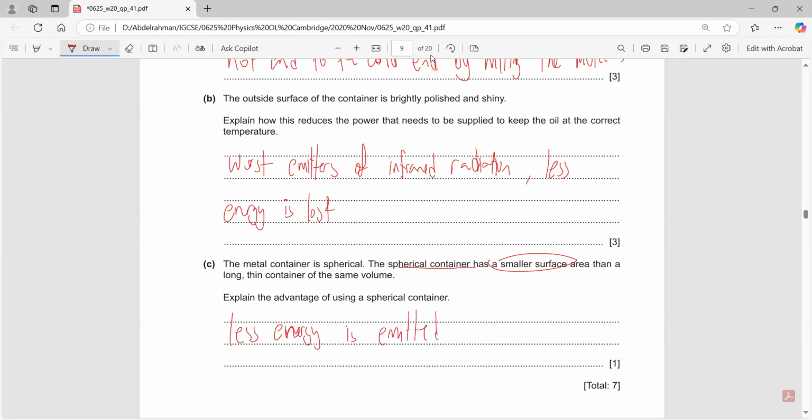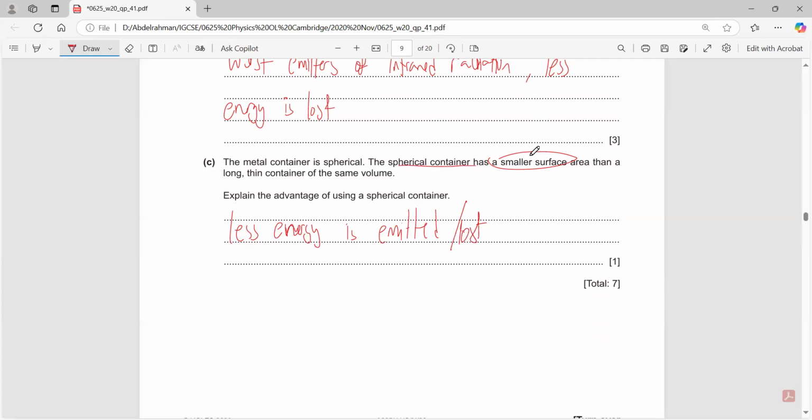Less energy is given off. Less energy is lost to the environment. Why? Because you're decreasing the surface area. It doesn't have to do with conduction, and this question doesn't have to do with conduction. It has to do with radiation. Whether it's a good conductor or a poor conductor, the surface area will definitely affect the amount of radiation.